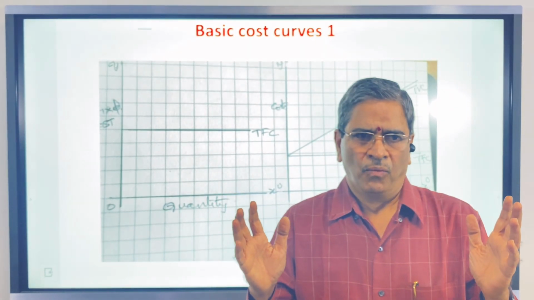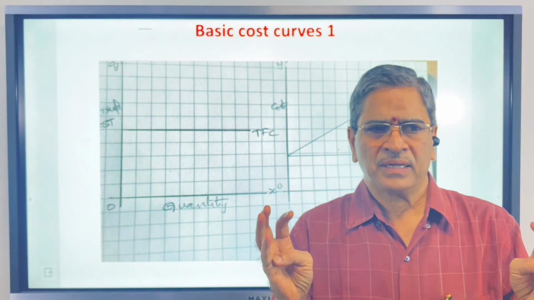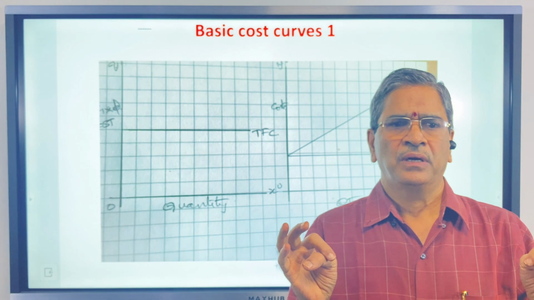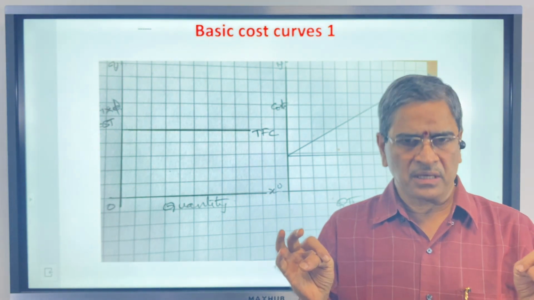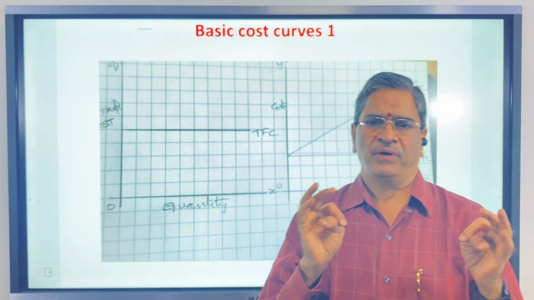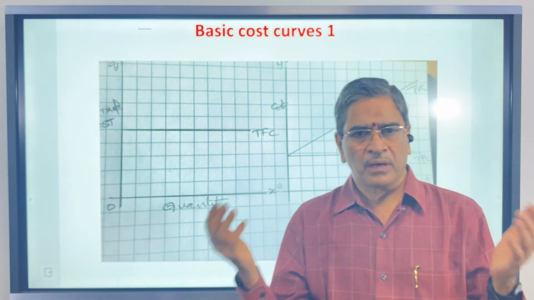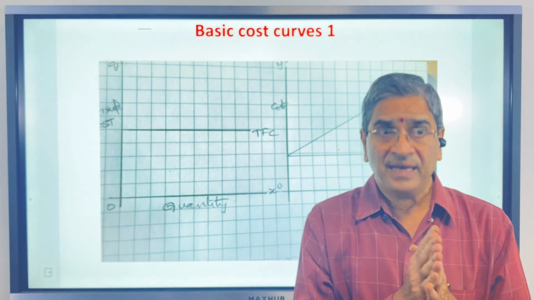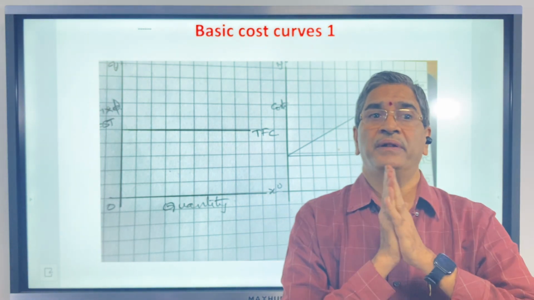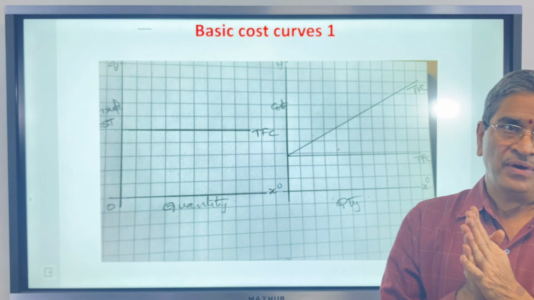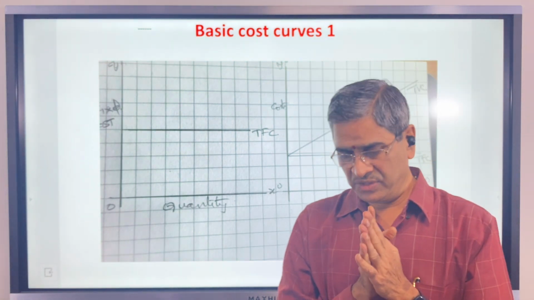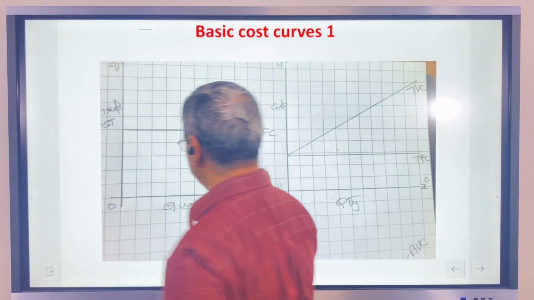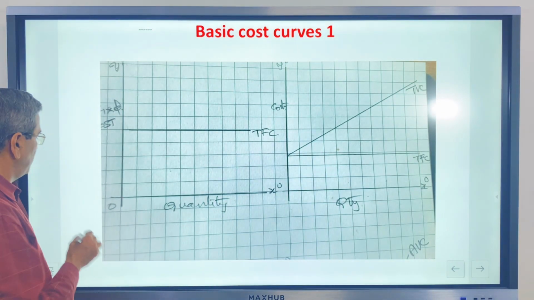What is cost? What are the basic concepts of cost, like marginal cost, incremental cost, sunk costs? We have discussed the basic concepts of cost. Let us see how they appear if we put them on a graph. Basic cost curves, let us understand. I have drawn two curves here.